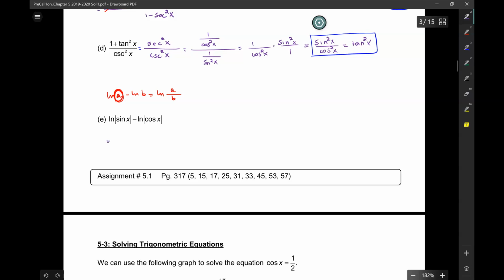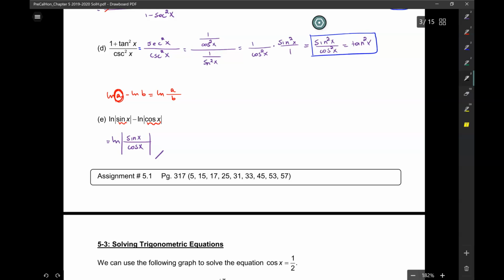Okay, so this is going to be ln of A over B. So that'll be ln of sine x over cosine x. And because sine x over cosine x still sometimes is positive and sometimes is negative, we have to put absolute values around it. So much for that.